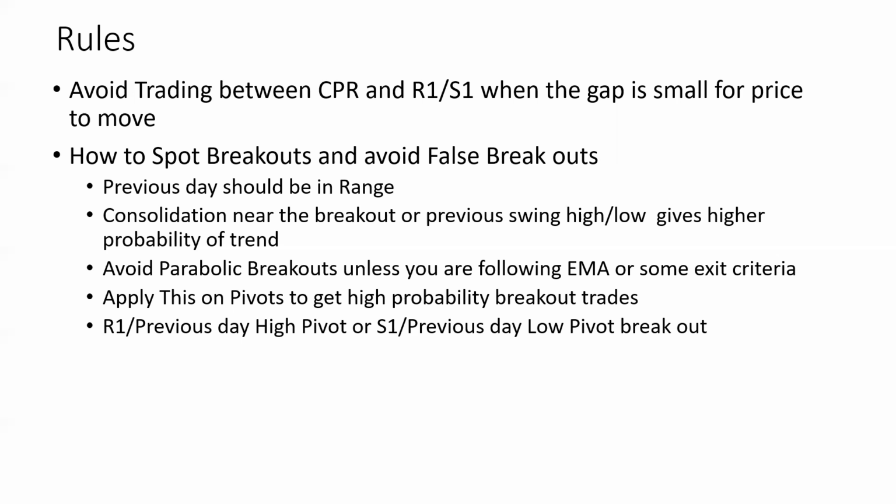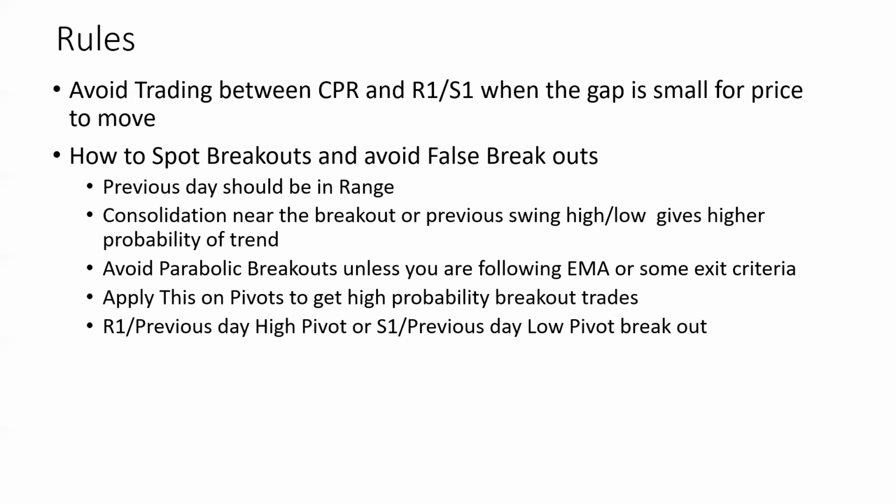The previous day should be in a range. Consolidation near the breakout of a previous swing high or low gives a higher probability of a trend towards the breakout. What I mean by consolidation, I will walk you through on the charts. If the breakout is happening on the upside of the range or the previous swing high, then near that, not exactly at it, or a little lower, there should be a consolidation where the market goes sideways and then gives a breakout. You have a higher probability.